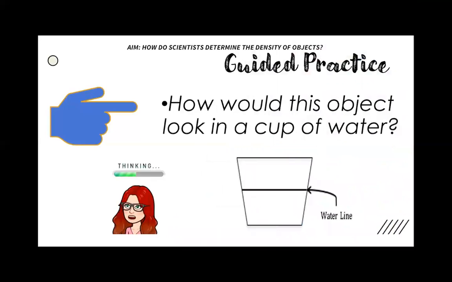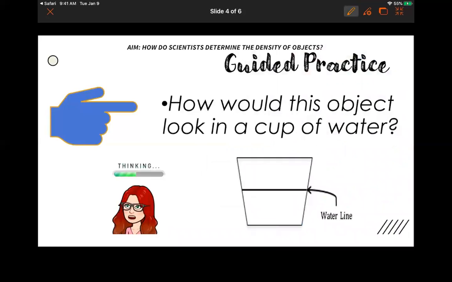So how would this object look in a cup of water? We said that the density was 0.7. And if you remember from Tuesday, when we draw it in a cup, we always want to multiply by 100 to turn it into a percent. So if I multiply by 100, sorry guys, okay, this becomes 70%.